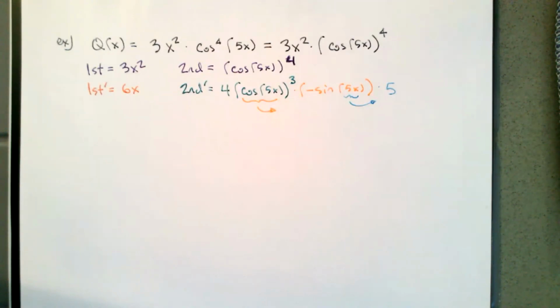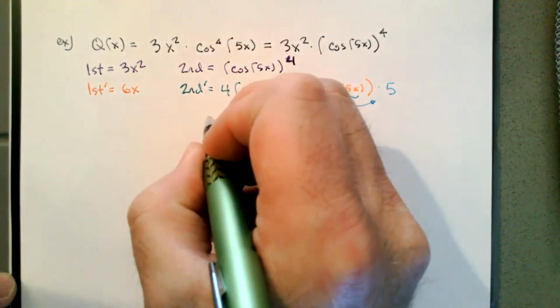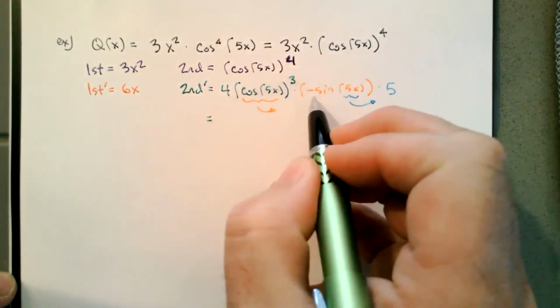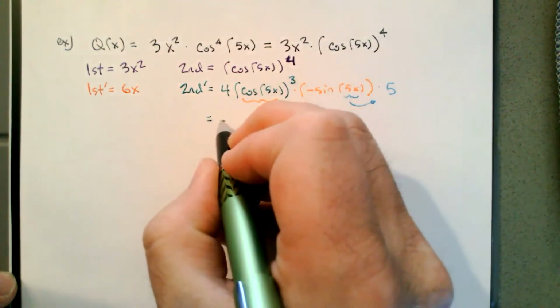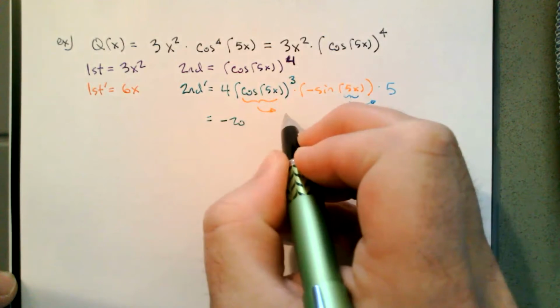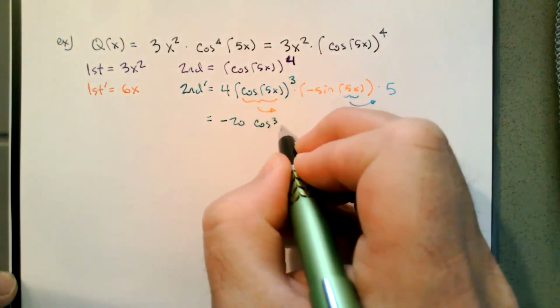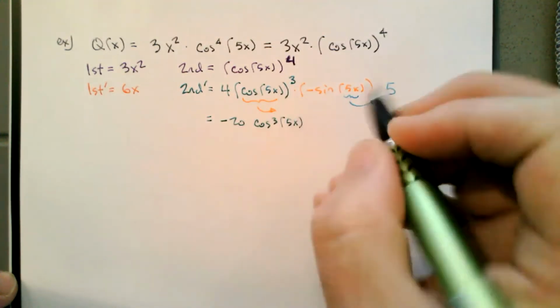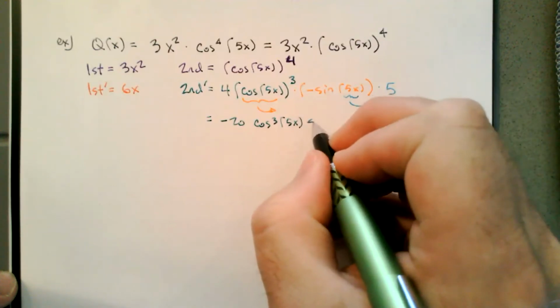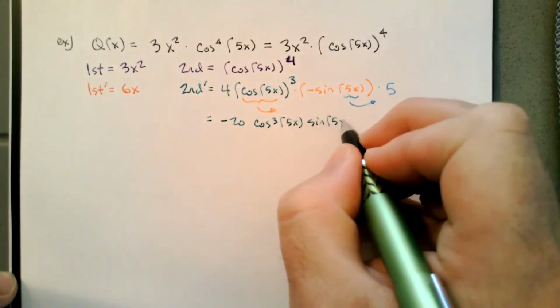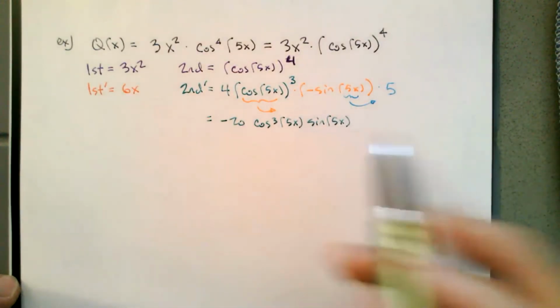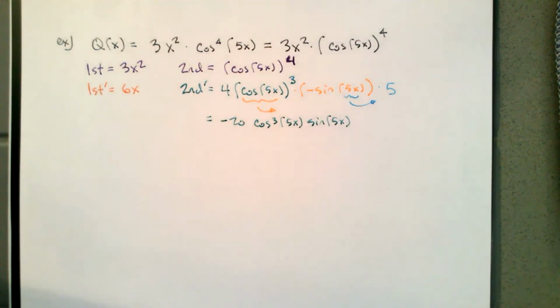We should clean this up because it's kind of a mess right now. For the derivative of the second, I've got a 4, a negative sign, and a 5. So I'm going to write this as negative 20 times cosine cubed of 5x times the sine of 5x. All this is the derivative of the second. Now I've got my 4 parts: the first, the derivative of the first, the second, and the derivative of the second.